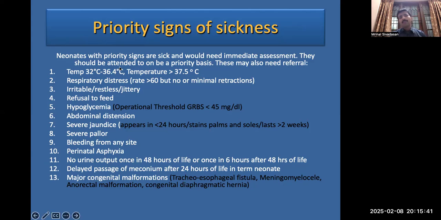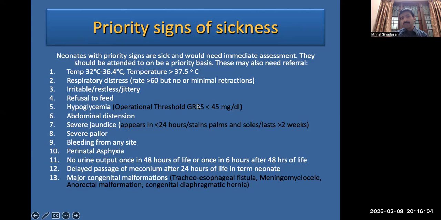First is temperature. The temperature may be around 36 to 36.4, or the temperature may be high, more than 37.5, a newborn with fever. Respiratory distress may be there, that is respiratory rate more than 60, but no or minimal retraction. Then irritable and restless or jittery, and refusal to feed.